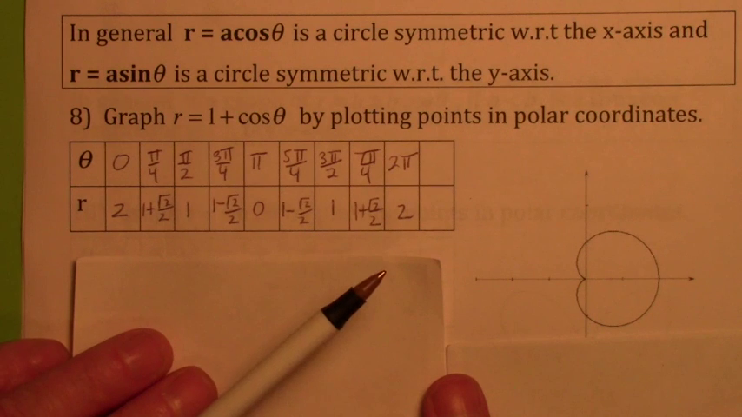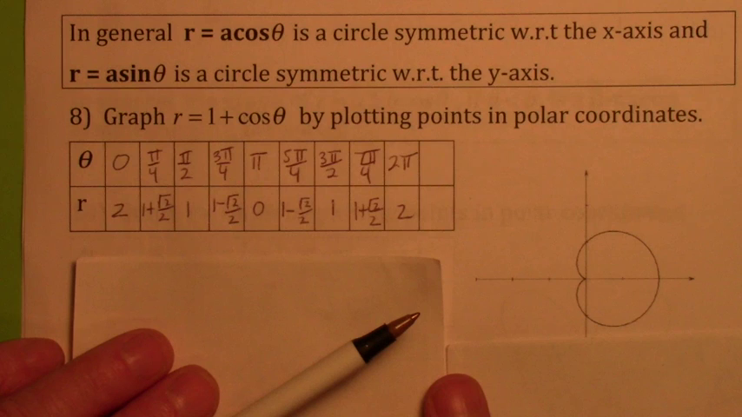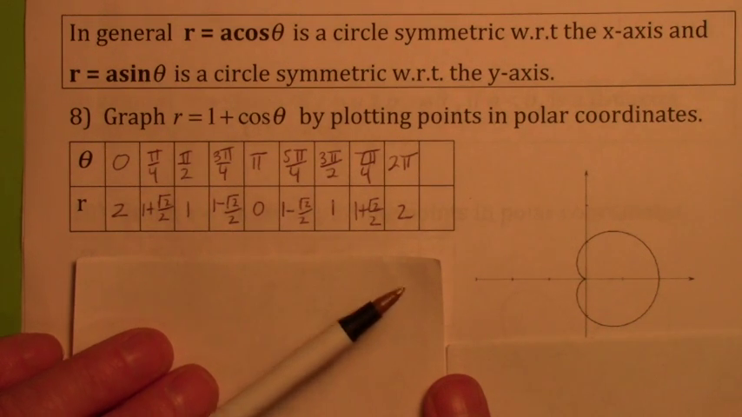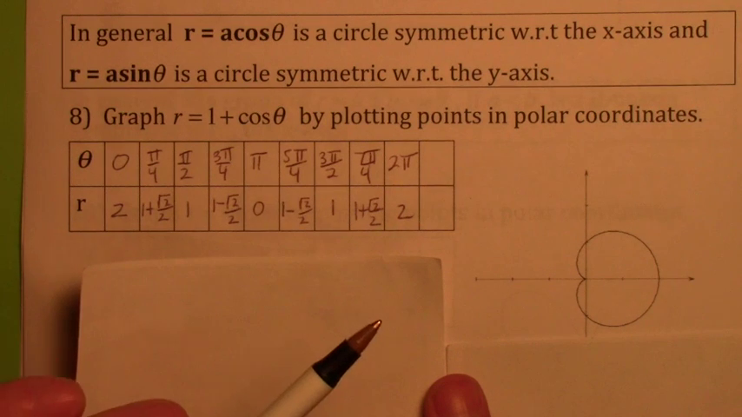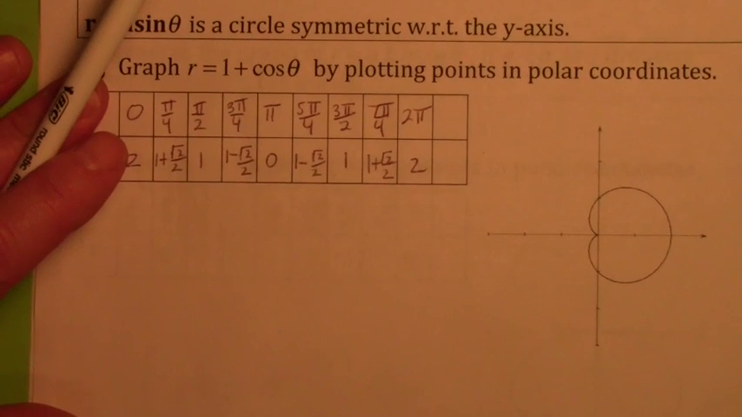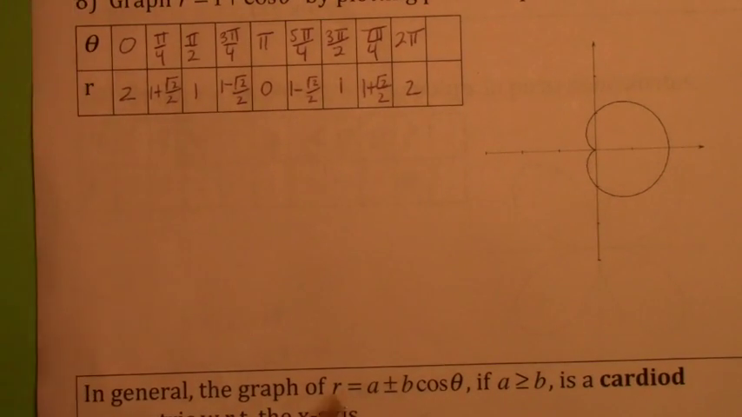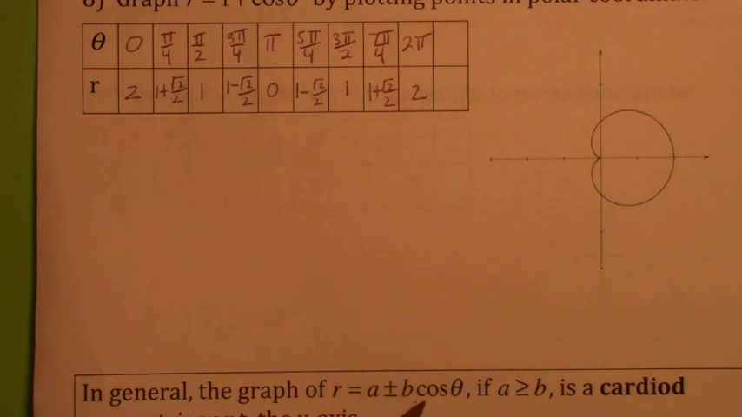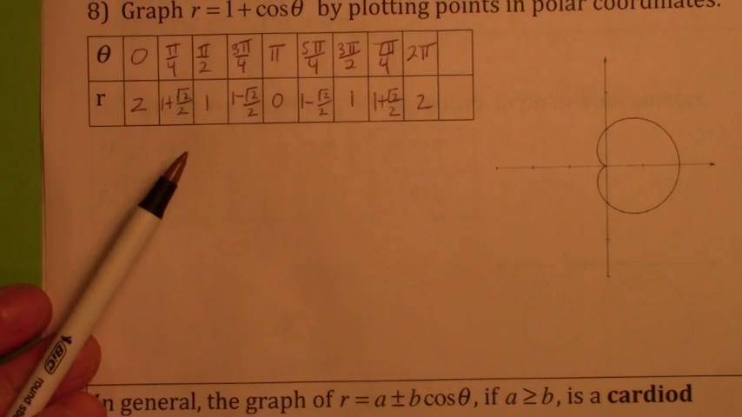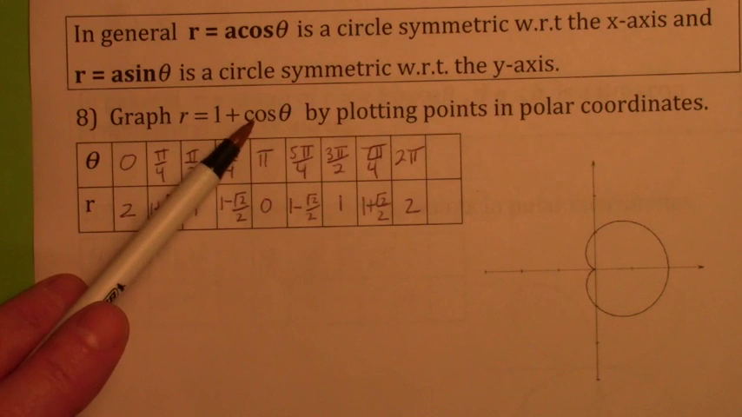What I want to do here is show you how to actually graph these on your graphing calculator. That's what we'll do in the next video. Let me wrap this up, and we'll look at the graphs some more. But the summary is this type of graph is called a cardioid. Whenever you have a plus or minus b cosine theta, as long as a is greater than or equal to b, you get this heart-shaped graph. So a would be 1 and b would be 1.